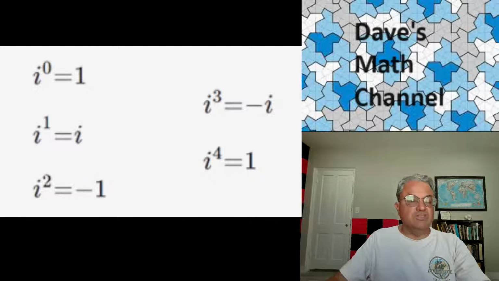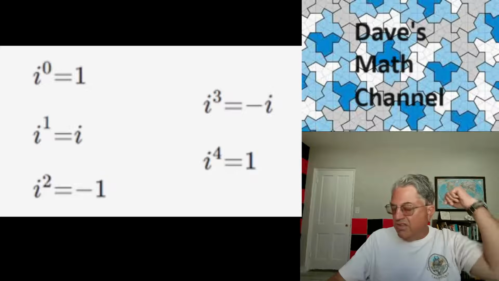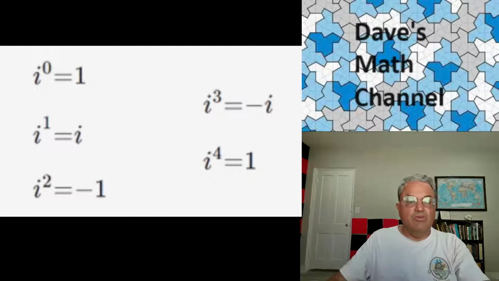Well, we can look at some small powers of i. And i to the 0th power, that we should set equal to 1, because every number to the 0th power is 1 by definition.